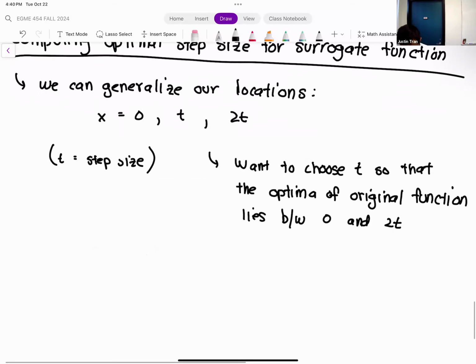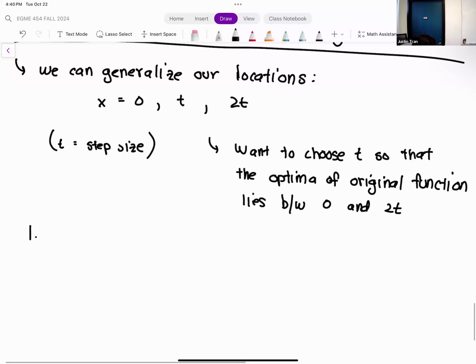And to illustrate this, I'm going to go over some test cases here, and tell you what happens if you choose a step size that's too small, a step size that's too large, and what you can do to alleviate that. For all of these test cases, you have to perform some function evaluations, so there's no way around it.